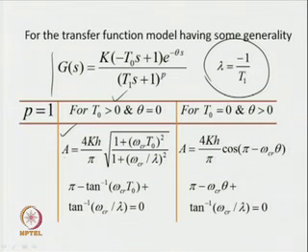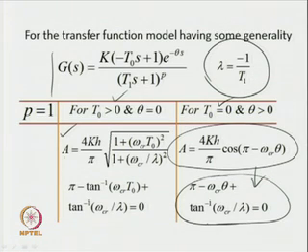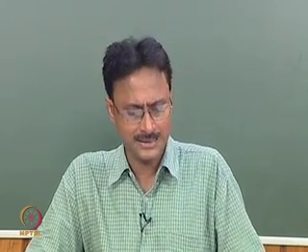Similarly, when T0 is equal to 0 and theta is non-zero, that means the transfer function model is a transfer function model with time delay. For that case, A is given as 4kh upon pi cos(pi minus omega c r theta), and the phase condition of the relay control system will give pi minus omega c r theta plus tan inverse (omega c r upon pi) is equal to 0. So, in any case, we are able to get two equations using the describing function analysis.